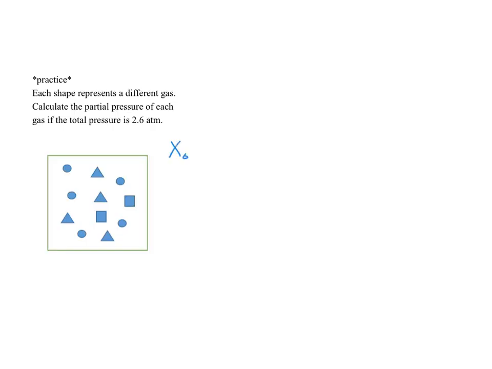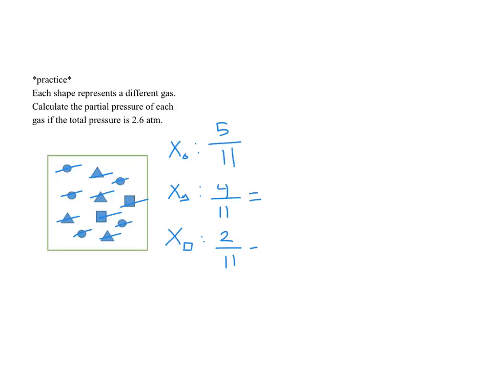So you'll need to find the mole fraction of circles, the mole fraction of triangles, and the mole fraction of squares. So instead of elements, we're just doing shapes. And since they don't give us numbers of moles, we're just going to count. I started with circles first: 1, 2, 3, 4, 5 circles. And then total shapes, there are 5, 6, 7, 8, 9, 10, 11 shapes. Triangles, there are 4 out of 11. And squares are 2 out of 11.